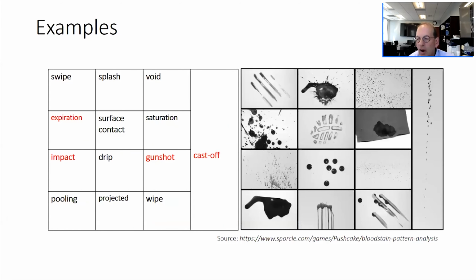And so these are examples taken from the game site Sporkle of what different examples might look like. We actually have some data of the ones that appear in red. So you'll see some more pictures of those, a little bit messier to work with than the ones you see in this example.